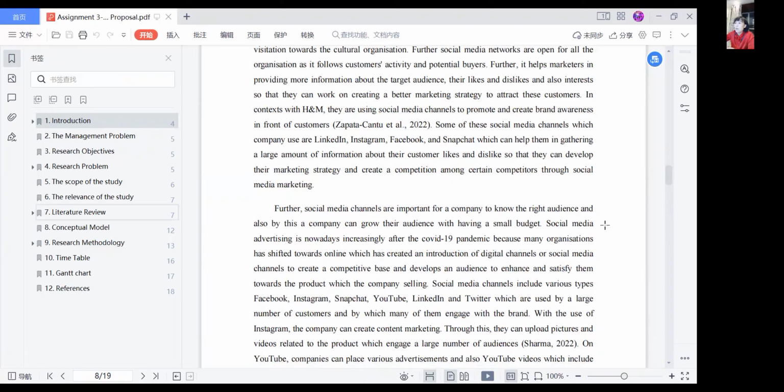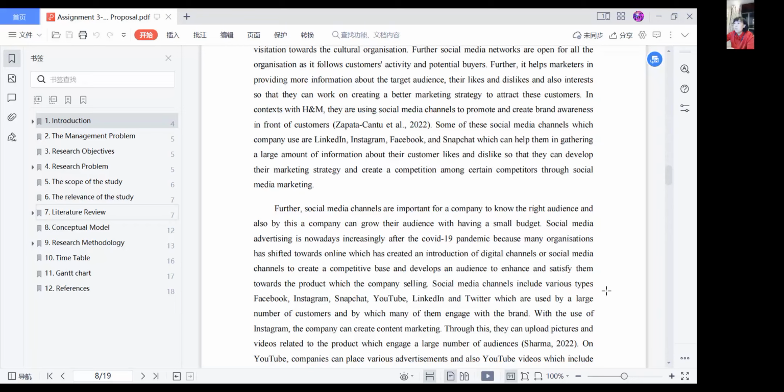Social media advertising is nowadays increasing after the COVID-19 pandemic, because many organizations have shifted towards online, which has increased the introduction of digital channels or social media channels to create a competitive base and develop an audience to enhance their attraction towards the product which the company is selling.